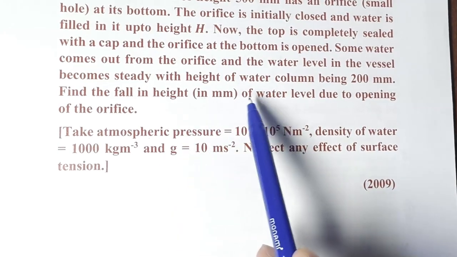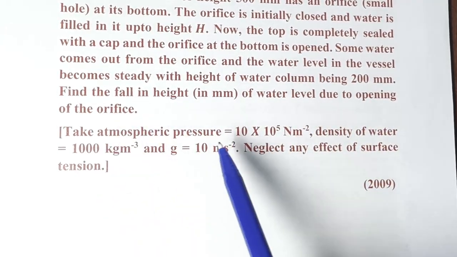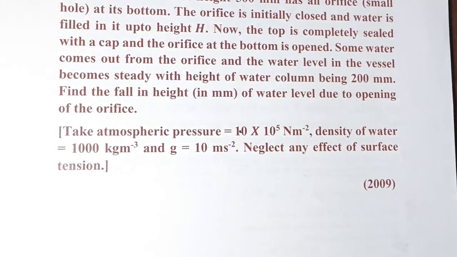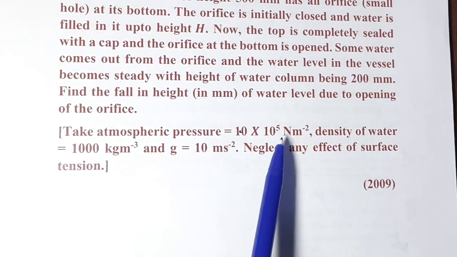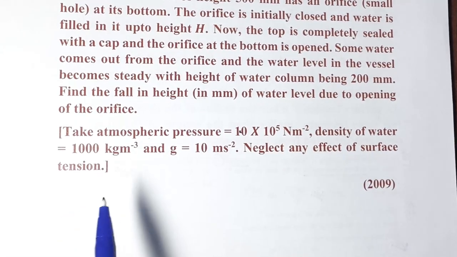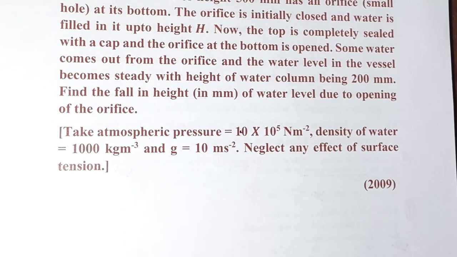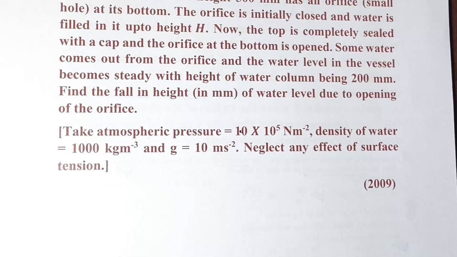Find the fall in the height of the water level due to opening of the orifice, and these are the parameters. So this is our 1.0 × 10⁵ Newton pressure, density is 1000, g is taken to be 10, and neglect the surface tension. So in this question we are going to start with using Bernoulli's theorem, and then we are going to apply Boyle's law to find out the fall in height. Okay.